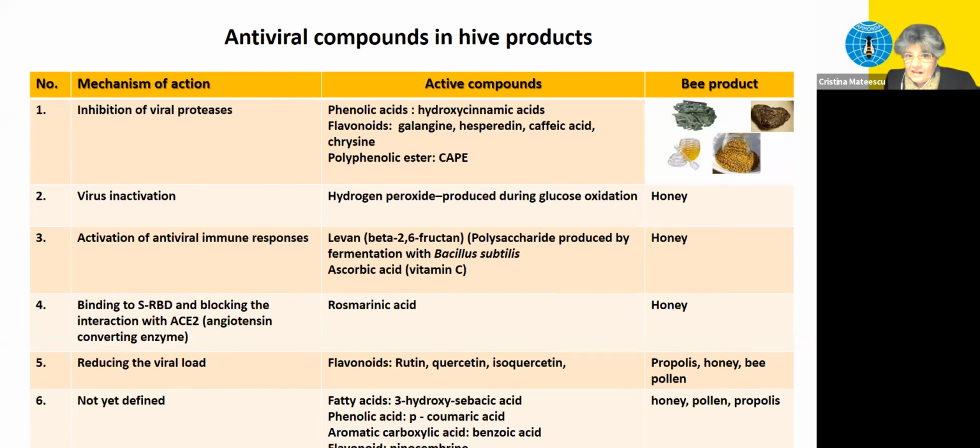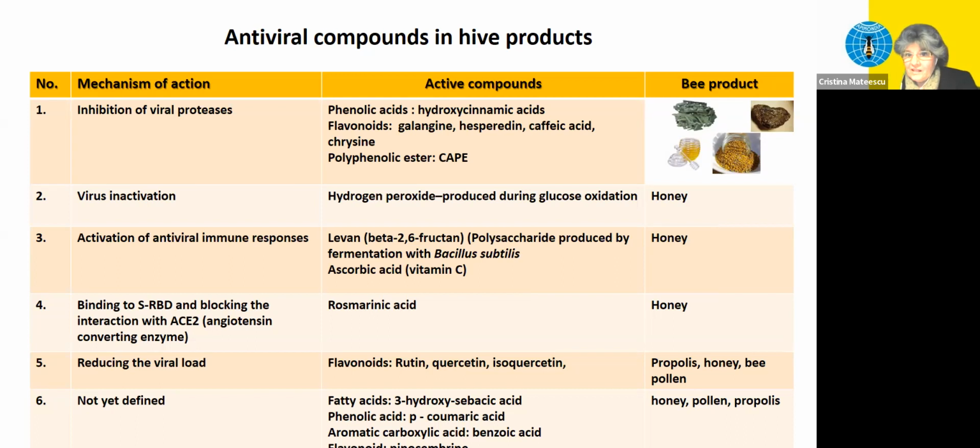The virus inactivation is produced especially in honey by hydrogen peroxide, which is produced during the glucose oxidation in honey. This hydrogen peroxide has been used as an antibiotic, the so-called inhibin in honey, long ago when honey began to be studied as a potential pharmaceutical product. The activation of antiviral immune responses, especially in honey, has been shown with levan, a beta-2,6-fructan, which is a polysaccharide produced by fermentation with Bacillus subtilis, and ascorbic acid can produce this activation of the immune responses.